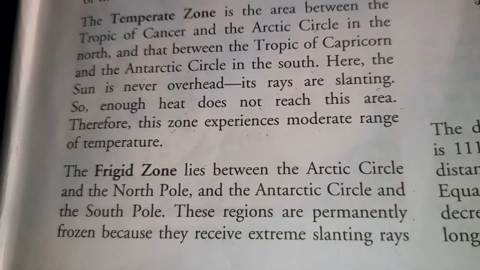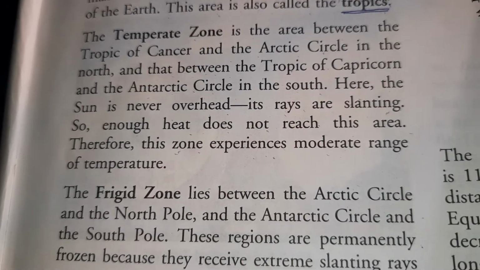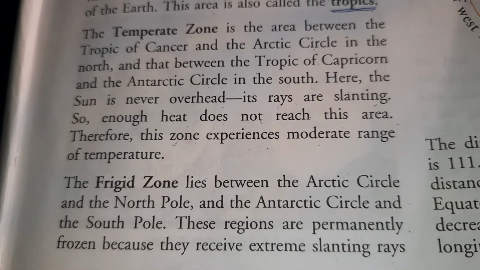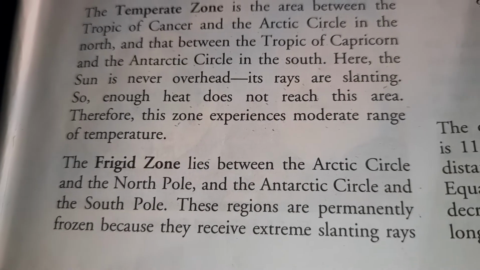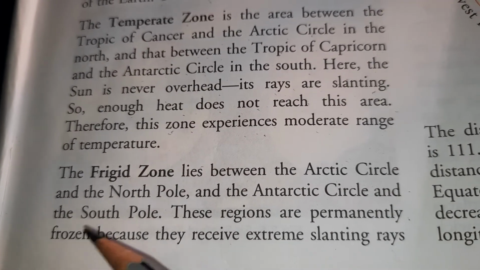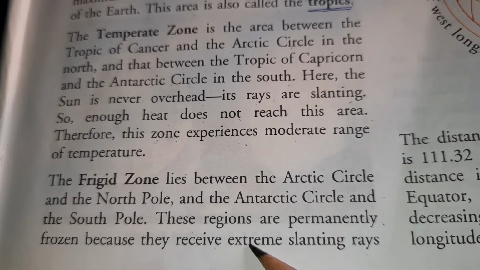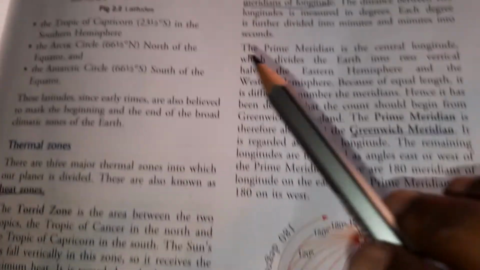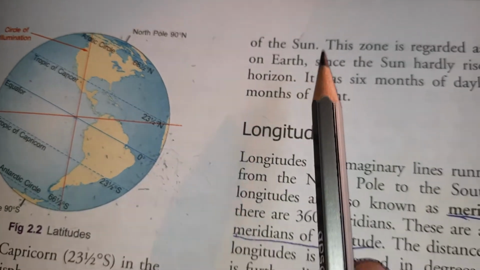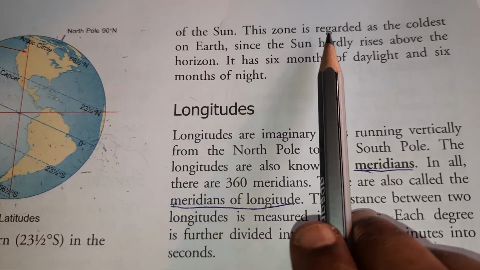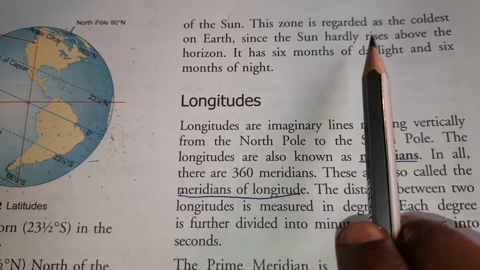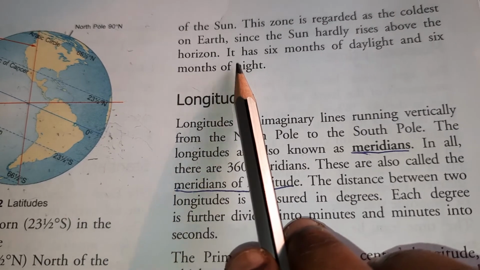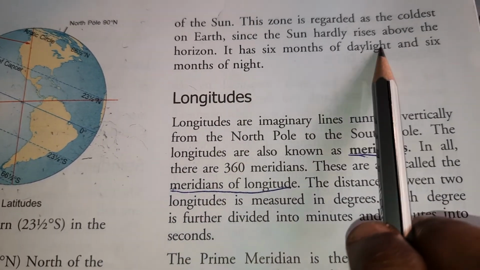The frigid zone lies between the Arctic Circle in the north and the Antarctic Circle and the South Pole. These regions are permanently frozen because they receive extreme slanting rays of the sun. This zone is regarded as the coldest on earth since the sun hardly rises above the horizon. It has 6 months of daylight and 6 months of night.